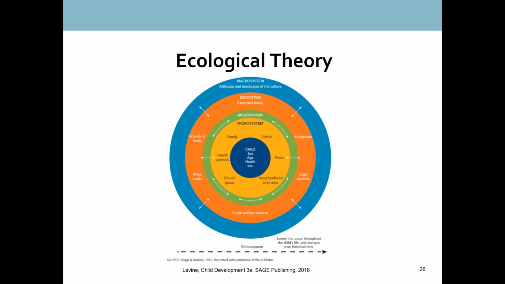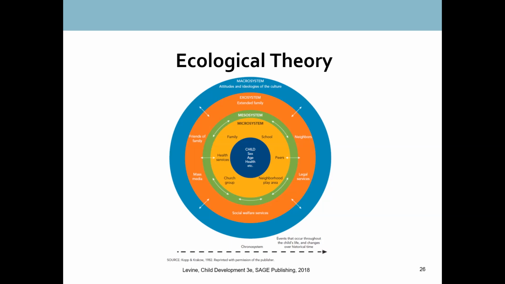Okay, so we have those four systems that surround the child, and then along the bottom you can see the fifth system. It's that arrow at the bottom saying chronosystem. And as it says here, events that occur throughout the child's life and changes over historical time. And the chronosystem is the time system. It's just saying that this set of systems doesn't remain stable.